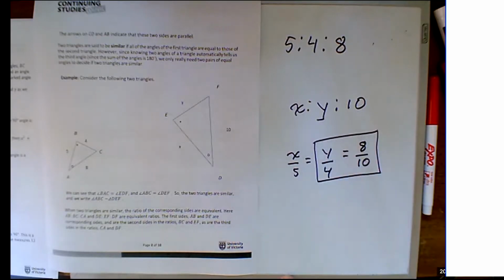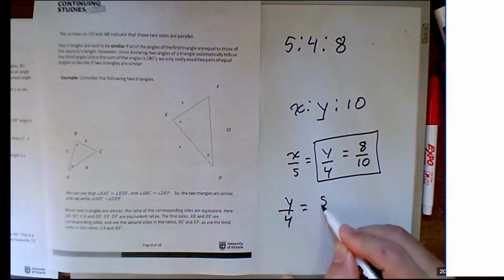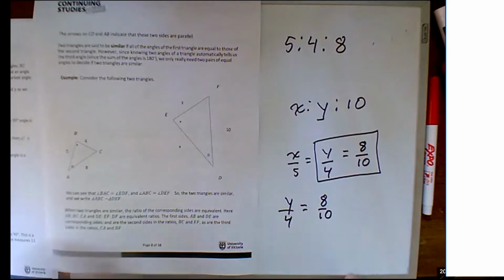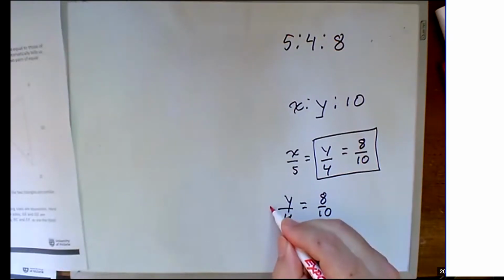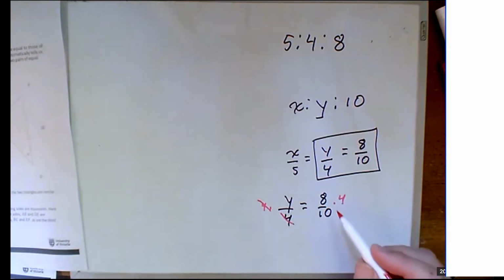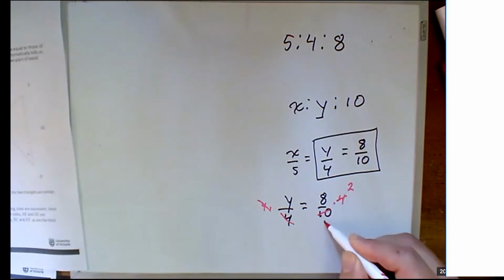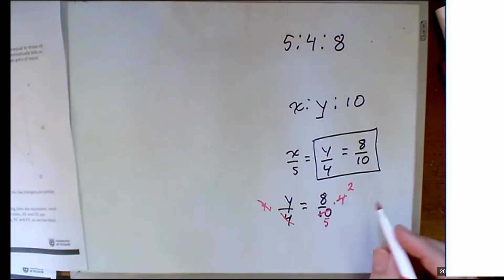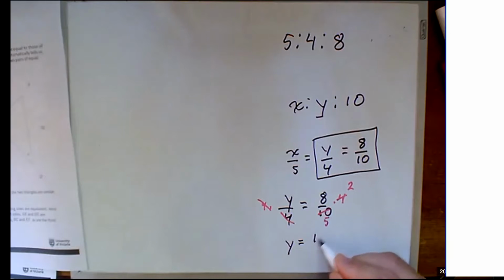I'm going to start just by solving these 2 simply because they're right next to each other and it makes my life easy. So Y over 4 equal to 8 over 10. I'm going to multiply by 4 on both sides to get Y on its own. That 4 will cancel. And then I can also do some reducing here. 2 divides both 4 and 10, so we're fine there. And then 8 times 2 tells us that Y is going to be equal to 16 over 5.